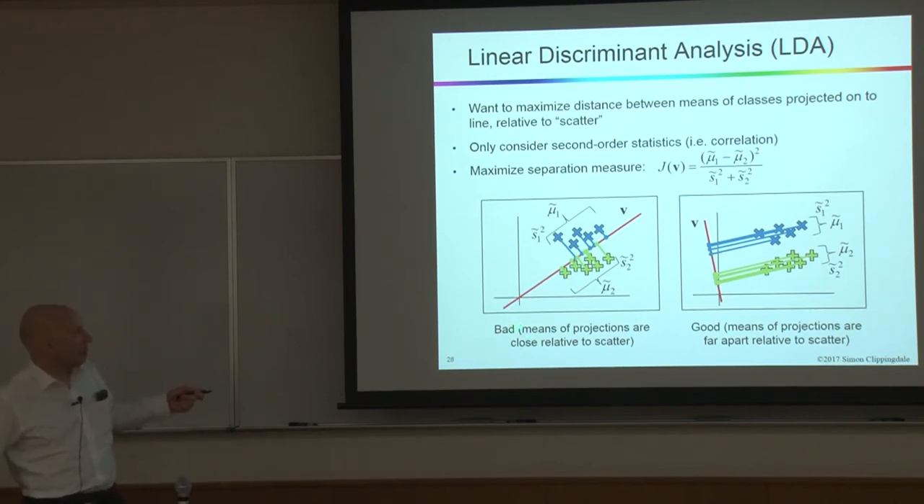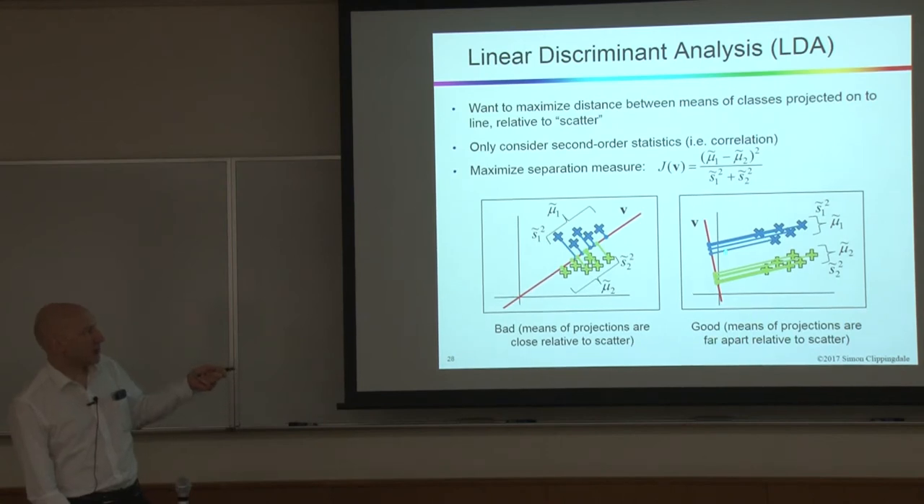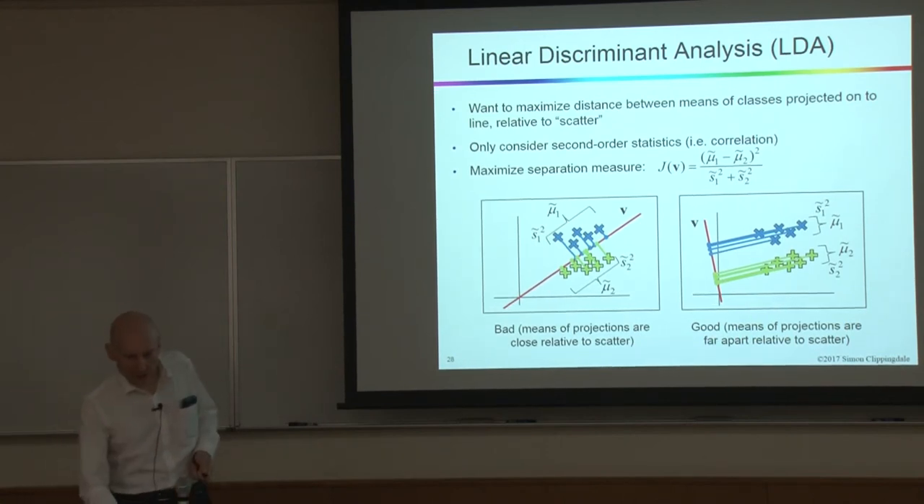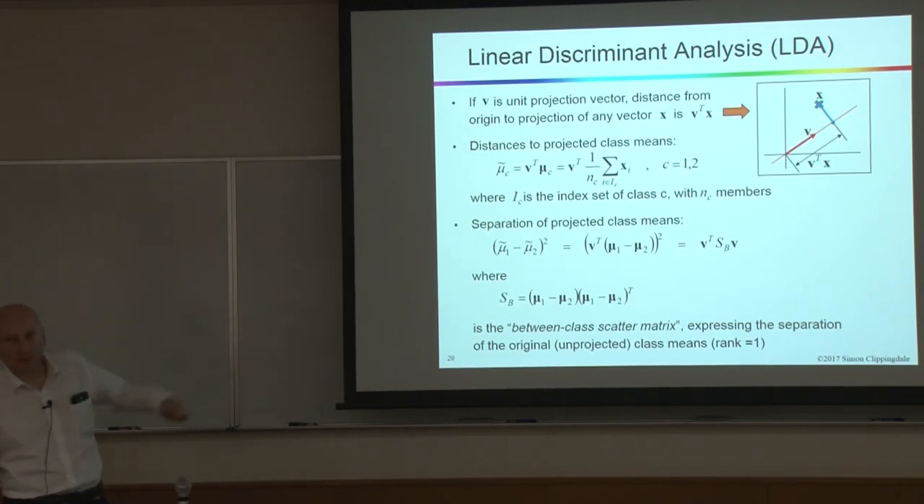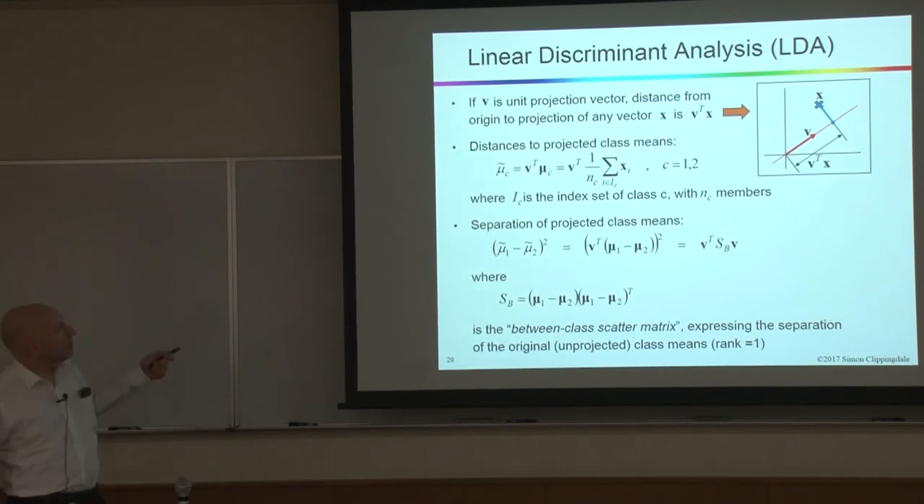So a bad example is when the means are close to each other relative to the scatter in the classes. And a good example is where a projection direction makes the means relatively far apart relative to the scatter in the classes. Mathematically, if you choose a projection direction V, then the distance from the origin to X projected onto that direction is this inner product of V and X. So we can compute the distances to class means like that.